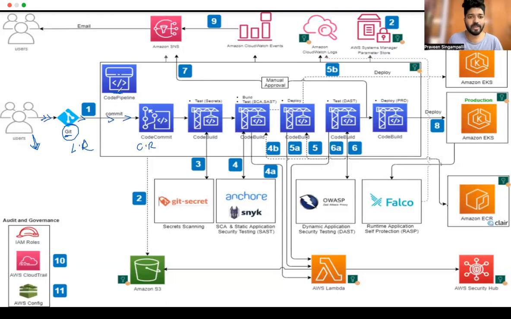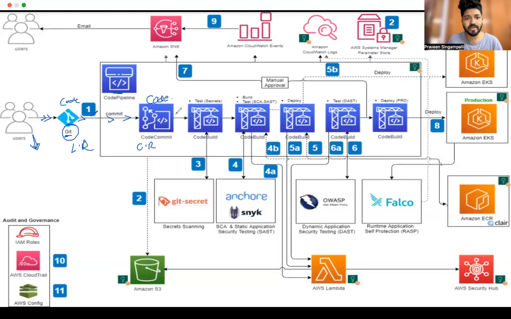This CodePipeline has various kinds of steps you need to understand. Step number 1, I've already told you: once you push your code from your local Git repository to CodeCommit, the entire pipeline gets started with the help of a trigger. You can assume step 1 is triggering this. Once CodeCommit is triggered, the code will be present here.